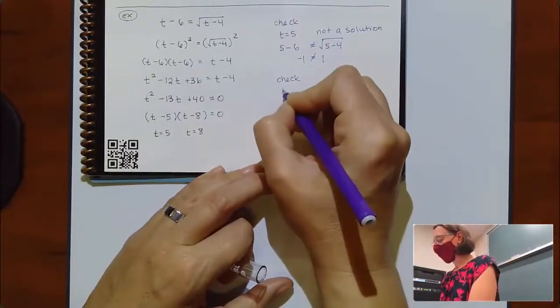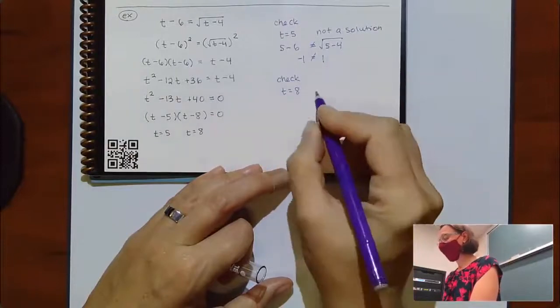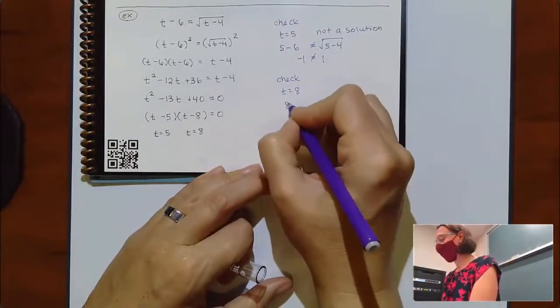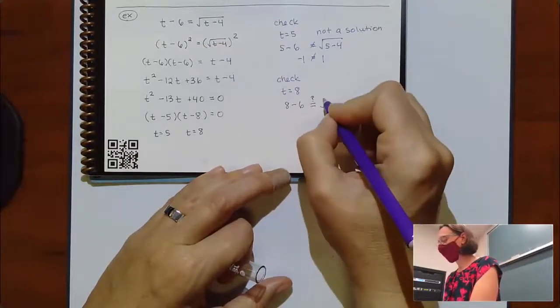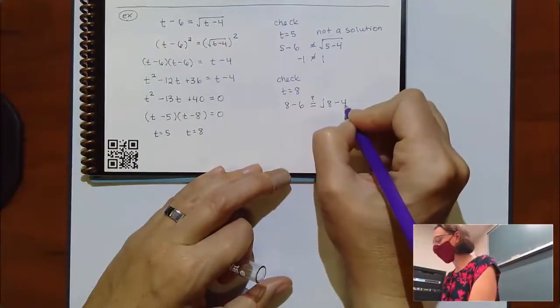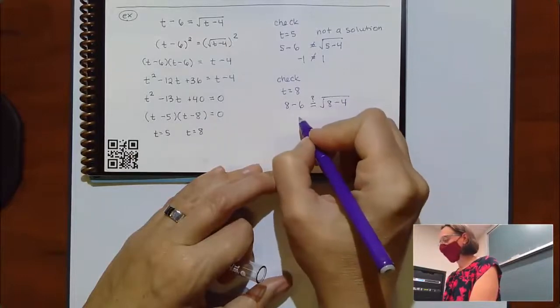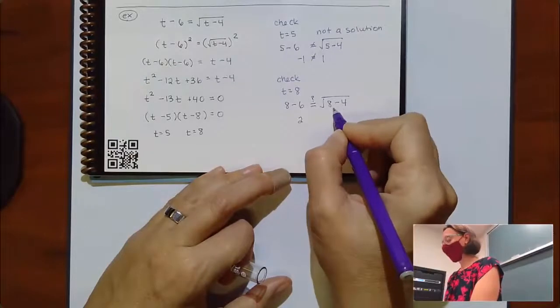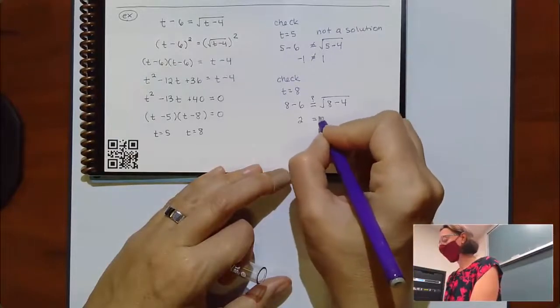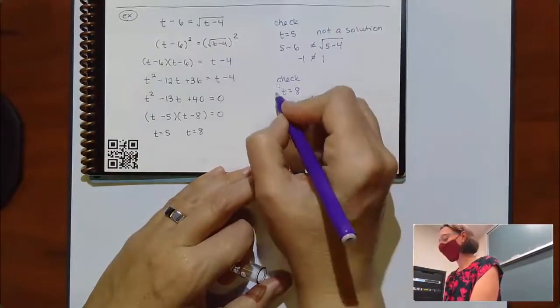If we check t equals 8, then on the left-hand side, I have 8 minus 6. And I want to know, is that equal to the square root of 8 minus 4? Well, 8 minus 6 is going to give me 2. 8 minus 4 will give me 4. The square root of 4 is 2. These match. That's my only solution.